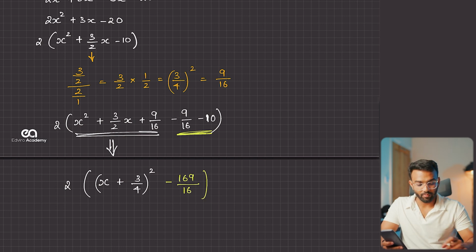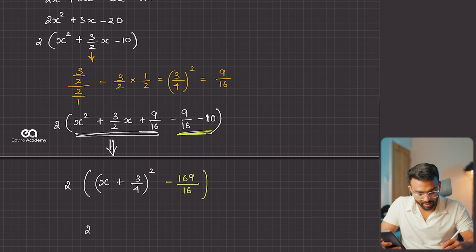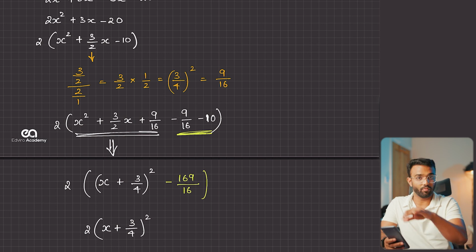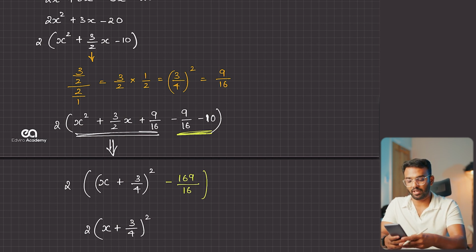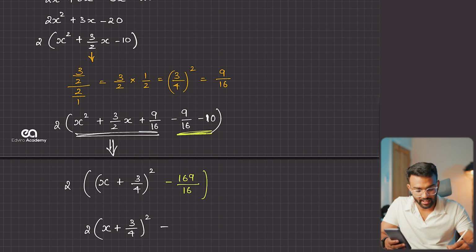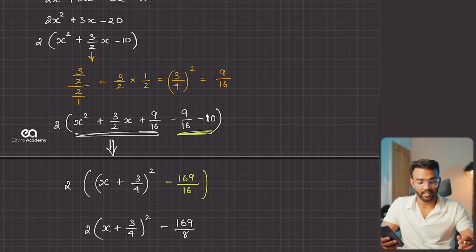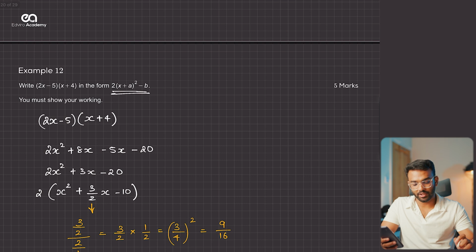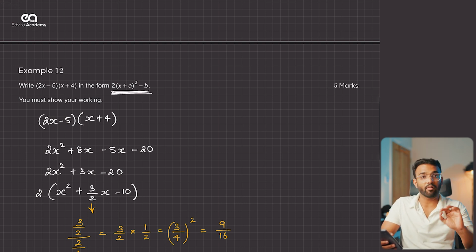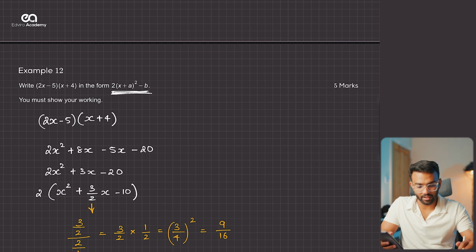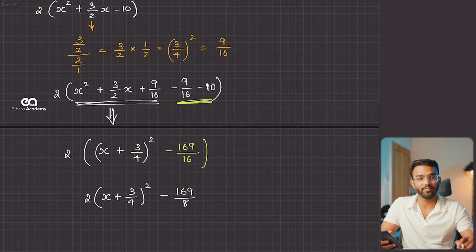And once that is done, we expand the bracket back in, so that'll be 2 times x plus 3 by 4 the whole square, and the 2 will multiply with the value on the other side. So multiplying my answer with a 2, and that would be minus 169 over 8. And that's it. So if I go back, it's asking you to put it in that specific format where they have not written that a and b are integers, right? They have not written that or whole numbers or anything as such. So this would be our final answer.